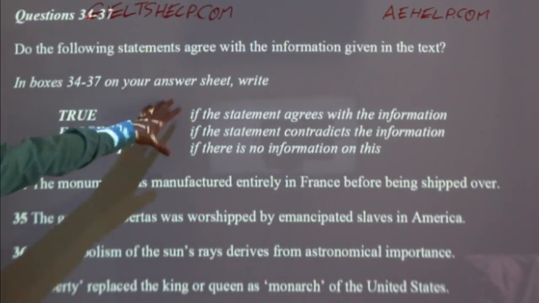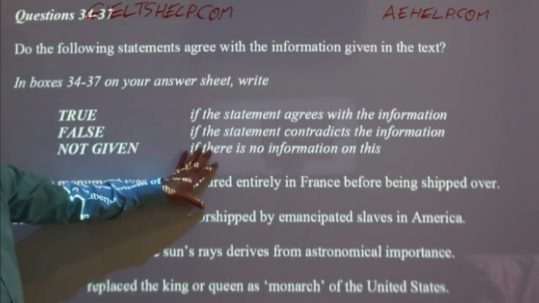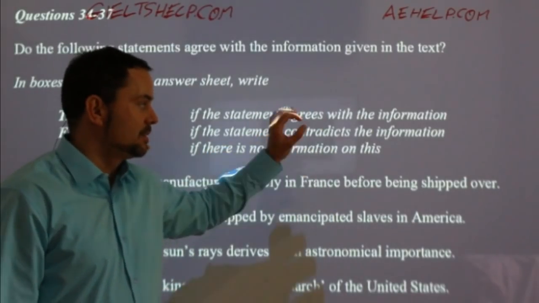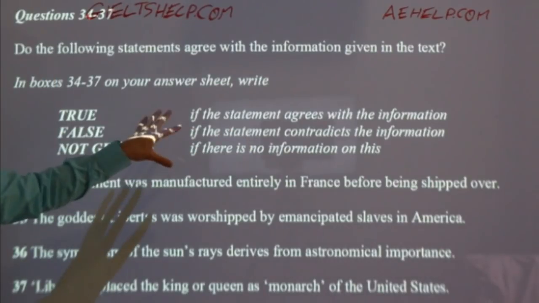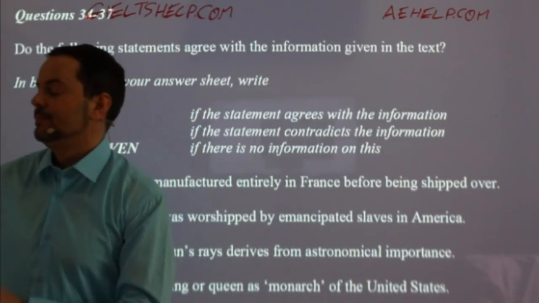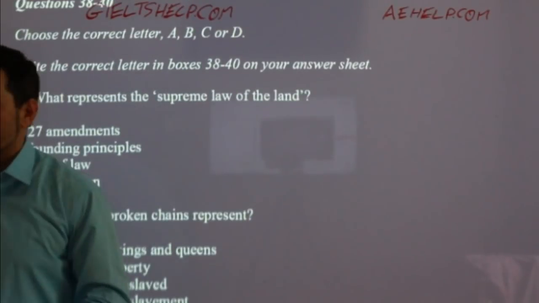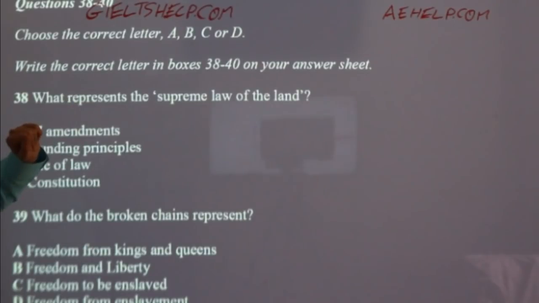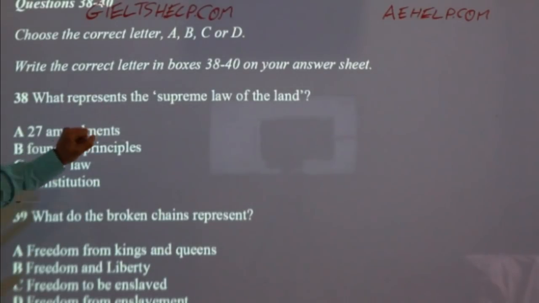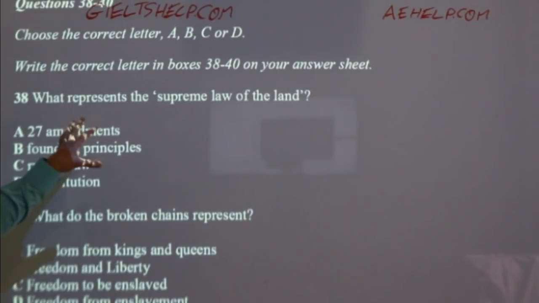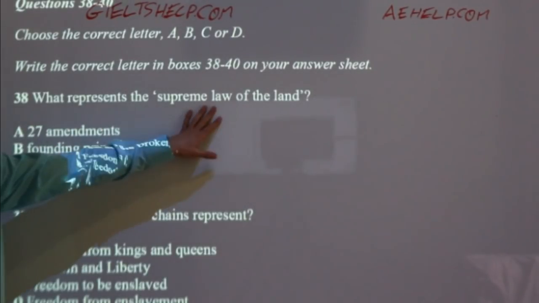So true, false, not given. This is what comes after the passage. Okay. We will not read this before the passage because it's confusing to read true, false, not given before the passage. So we won't focus on that. And then we have a few multiple choice questions. So this one, we can read just the question, but not the answers. Okay, again, reading the answers or the choices before the passage is very confusing. So we're not going to read the choices, just the questions.